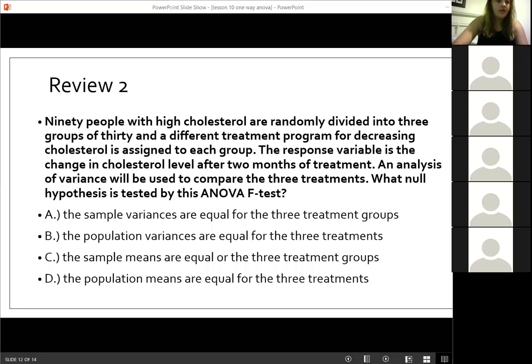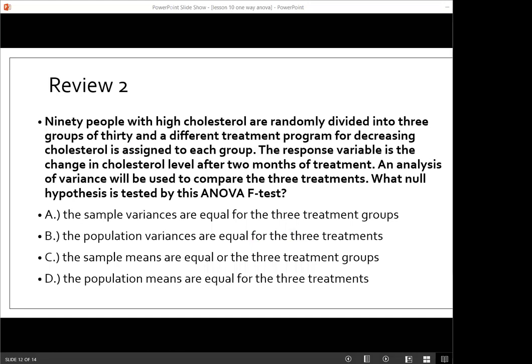So this has to do with our first step of doing this hypothesis testing procedure that I just showed you guys. To try to answer this one, we will go over it.